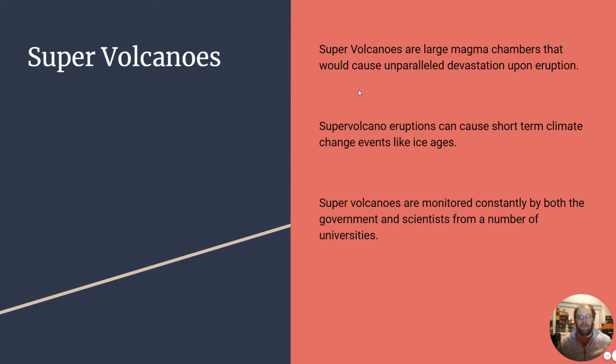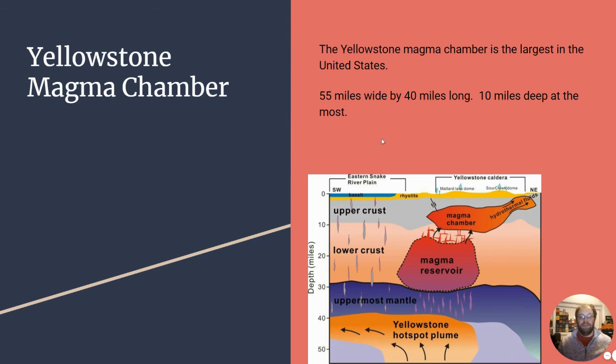There are also supervolcanoes, which are just large magma chambers that could cause unparalleled eruptions. Supervolcano eruptions can cause short-term climate change or ice ages, and volcanoes of this size are monitored constantly by governments and scientists to make sure that we know if and when they will erupt. We also have begun to have plans in place to try to alleviate the stress of these supervolcanoes so that they don't actually erupt. We haven't actually utilized any of these plans yet, but it's definitely something that the scientific community is working on.